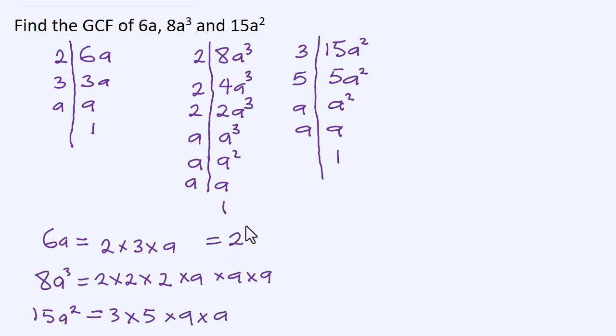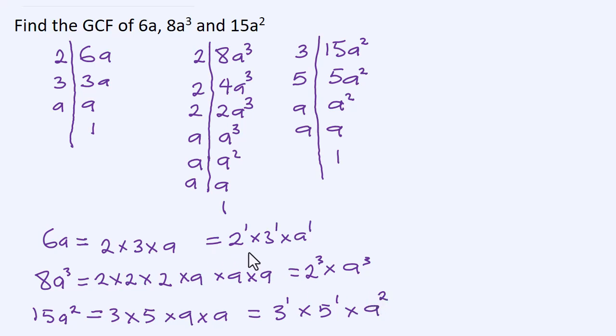This becomes 2 raised to the power 1 multiplied by 3 raised to the power 1 multiplied by a raised to the power 1. Then here, indexing becomes 2 raised to the power 3 multiplied by a raised to the power 3. Here, indexing, we have 3 raised to the power 1 multiplied by 5 raised to the power 1 multiplied by a raised to the power what? 2.